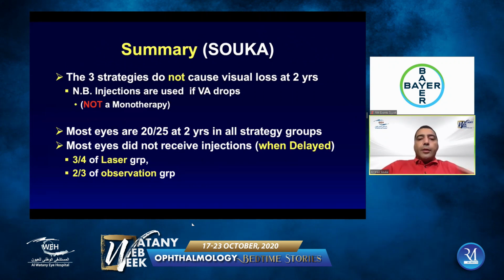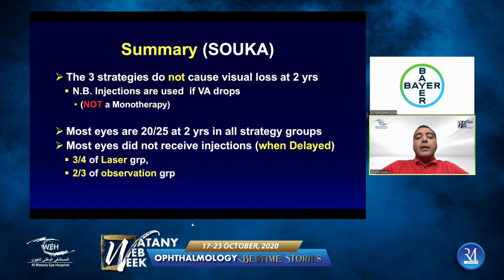So in summary, and I have my name on the summary because it's not the DRCR, it's my summary of what they explained to us: the 3 strategies are not causing loss, and injections are used only if the vision drops. It's not a monotherapy of laser, for example. Injections will be added. Most arms were good as regards vision at 2 years in whatever strategy you adopt.